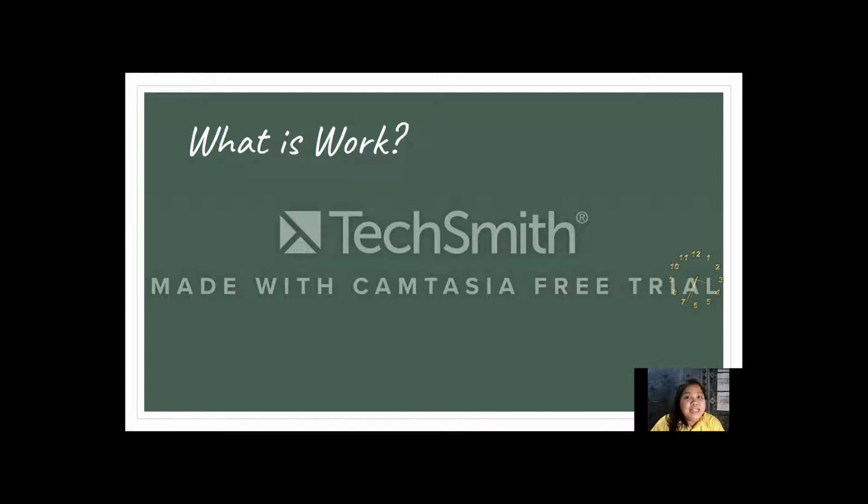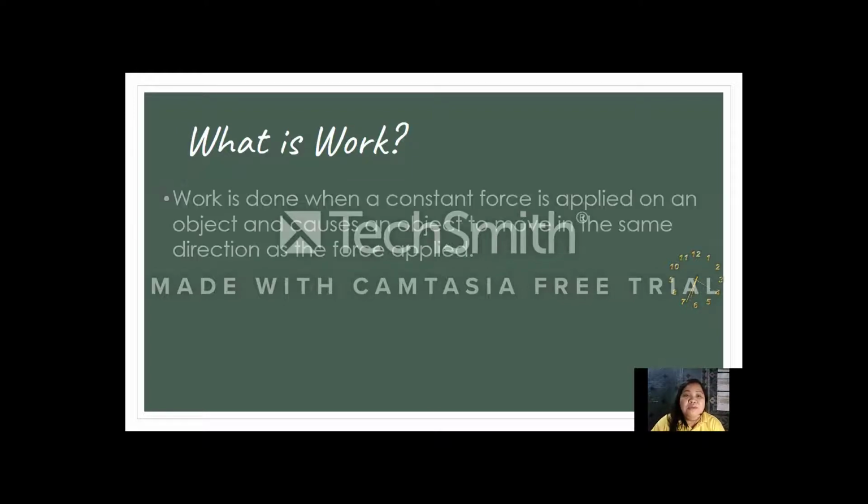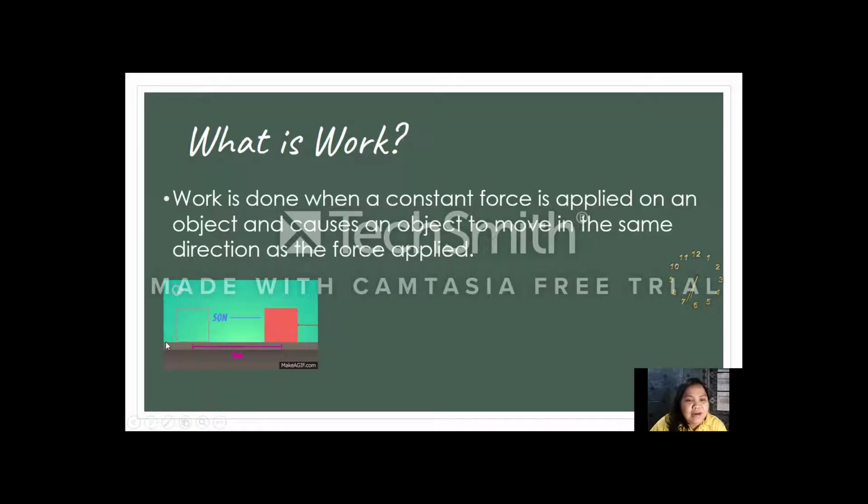So we already discussed what is work, and we know that work is done when a constant force is applied on an object and causes that object to move in the same direction as the force applied. Hence, I have an example here. Okay, looking at the box, it moves in the same direction as the force applied. So what are the values that we need in order for work to exist? So we must have force and then the object must be moving.